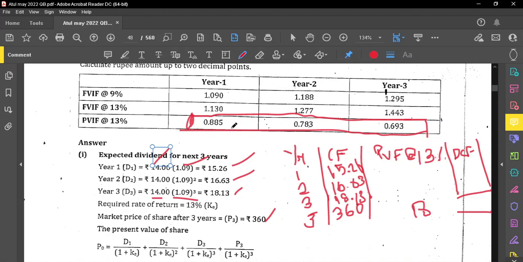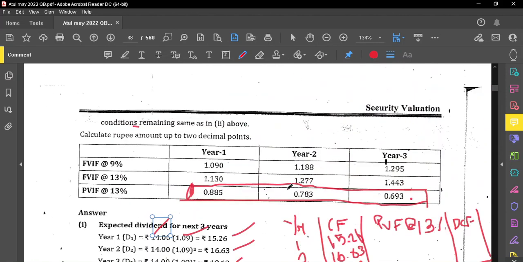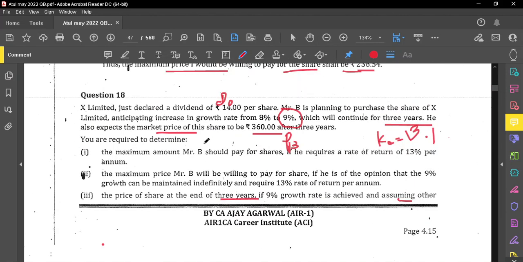If we discount by using the discount rates provided here, 0.885, 0.783, and 0.693, and also for year 3 we have to give this discount rate 0.693, the discounted cash flows total will be 288.56. That is the maximum price Mr. B will be paying.